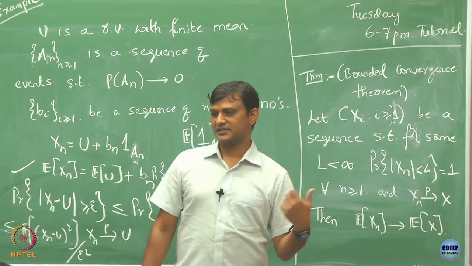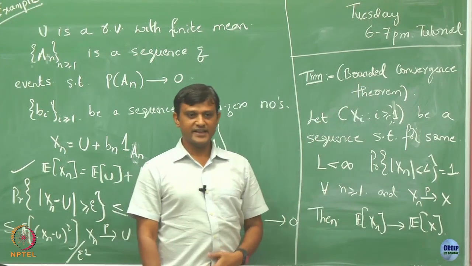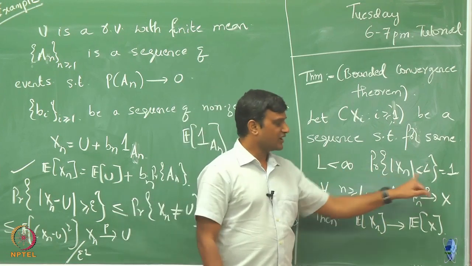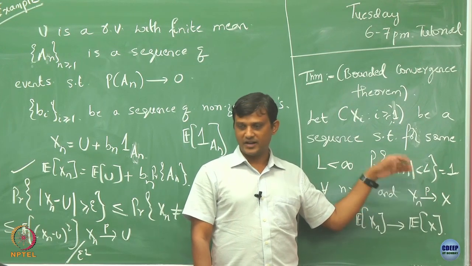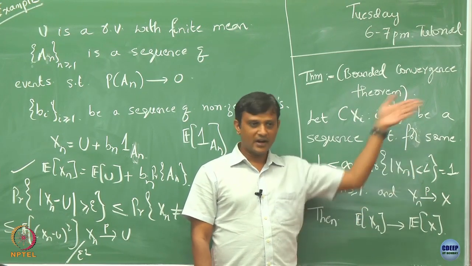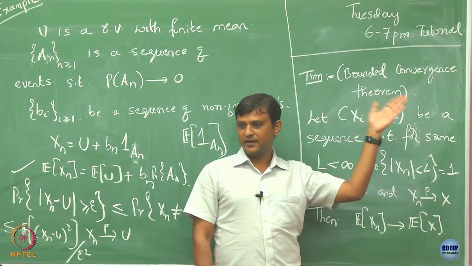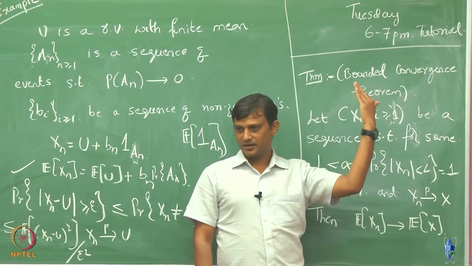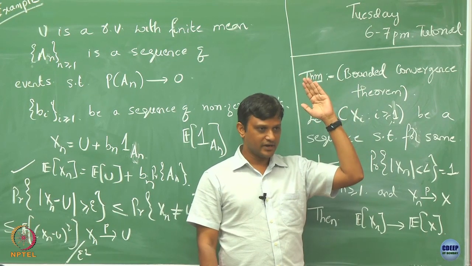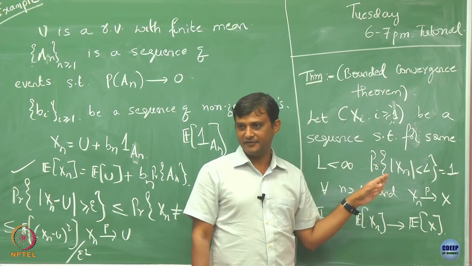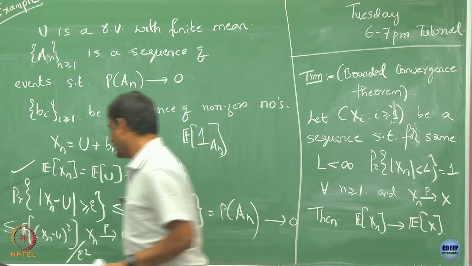So this is a very intuitive statement, right? That is why it is called bounded convergence. What you are saying is your random variables are always bounded. That naturally means that even your limiting random variable can't be unbounded. So if you have everything bounded, then there is nowhere in the sequence where something explodes. So because of that, with this boundedness everything goes well.